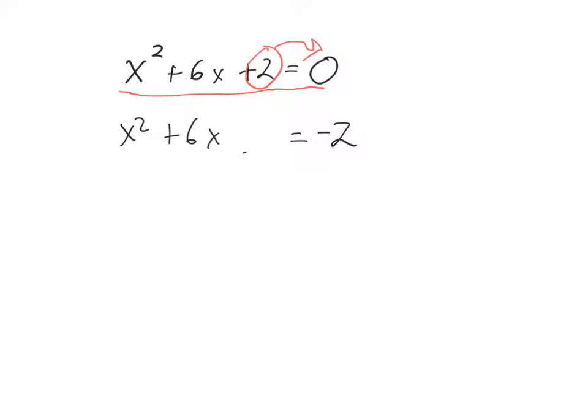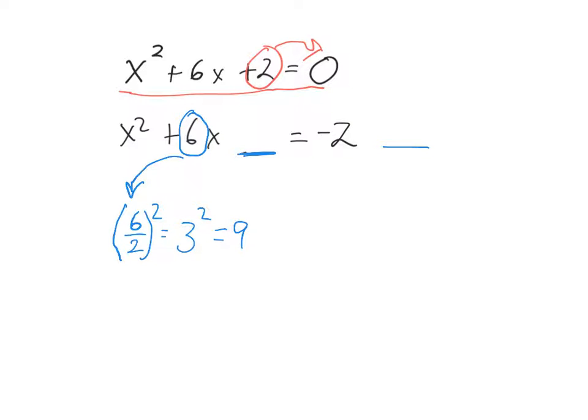Okay, and so what I'm going to do to figure out this number right here, and I need to put it over here, is I'm going to take the number next to the x. I also want to remember to bring down the sign. In this case, it's positive, so I just write 6 divided by 2 squared. Now 6 divided by 2 is 3. Then I get 3 squared, which is 9. So that means I'm going to add 9 to both sides, because whatever I do to one side, I have to do to the other.